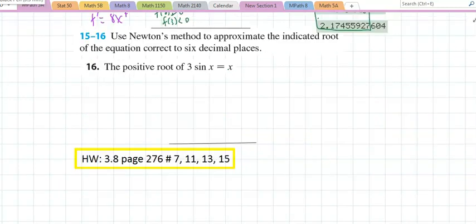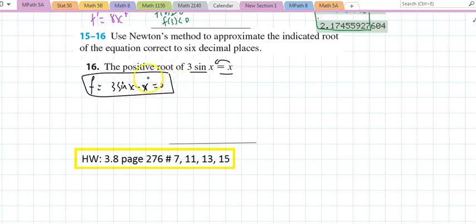Alright. On number 16, find the positive root between those two. Well, that's a bit tricky. Find the positive root. If I set everything equal to 0 and say let f equal 3 sine of x minus x, basically I'm trying to figure out where that equals 0.